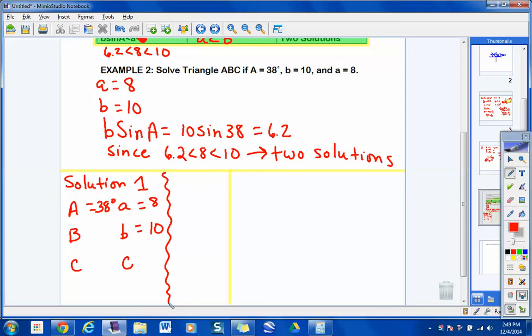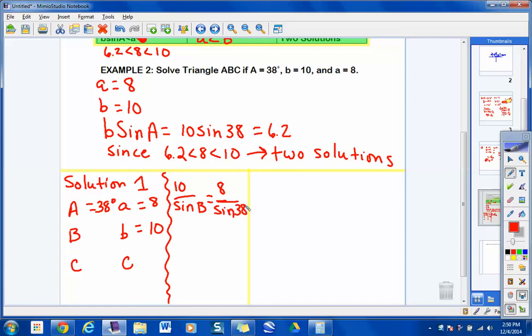Would you guys agree that B, which is 10, the sine of, do I know what angle B is, guys? Measure-wise? No, so I just have to put in the variable capital B. That would equal my A value, 8 over what? Sine of 38. Sine of how much again? 38. Yep. 8 over the sine of 38, right?